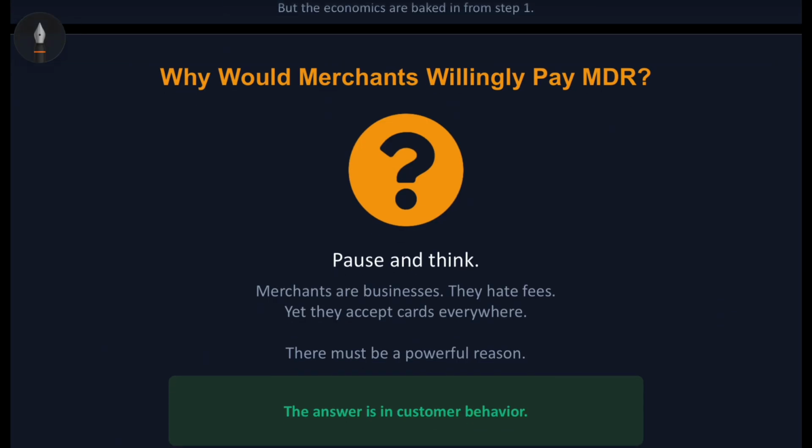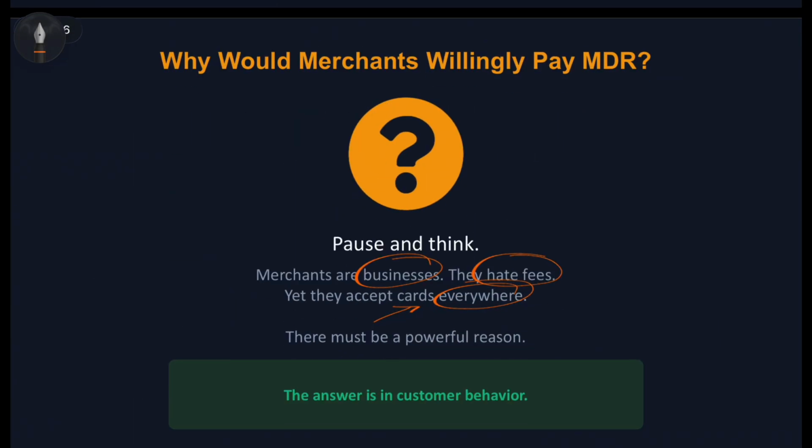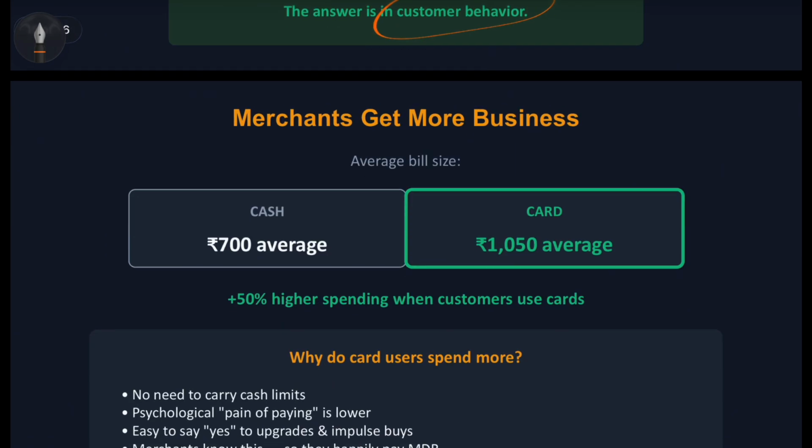But again, the biggest question comes into the picture: why would a merchant be willing to pay MDR? MDR, the transaction cost, is basically benefiting the customers and never the merchant. So why do you think the merchants are willingly paying MDR? Merchants are businesses who absolutely hate fees, and yet they are accepting cards everywhere. But why? There has to be some hidden reason behind it, and the answer is actually customer behavior.